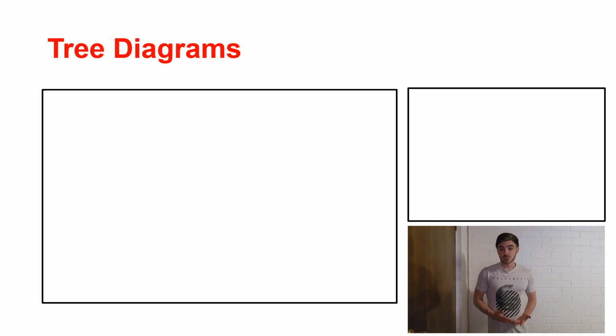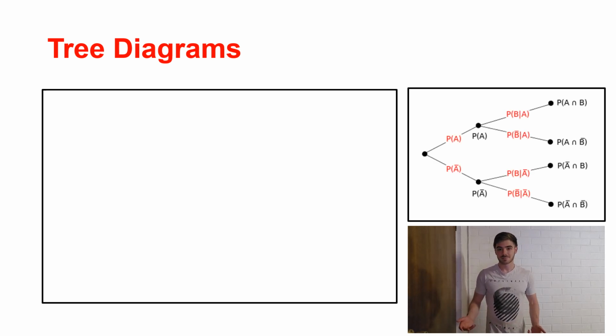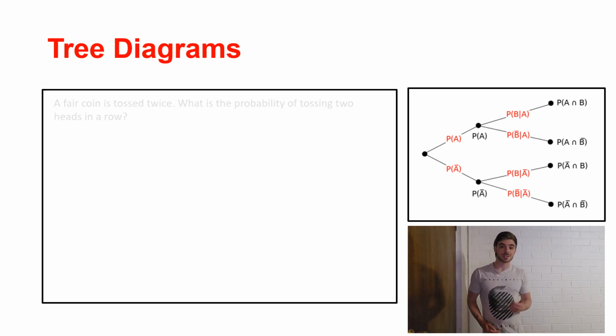Tree diagrams are a useful tool for dealing with all sorts of probability scenarios, but they are best used when dealing with a sequence of events. The standard tree diagram looks like this. For now, we're just going to ignore the specific notation that's used in that diagram and just focus on how it works by covering the earlier example.